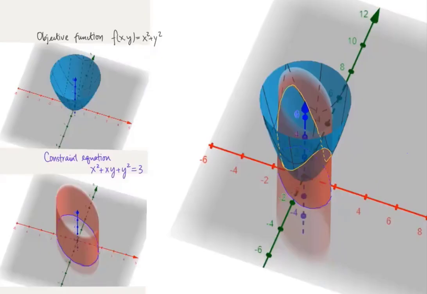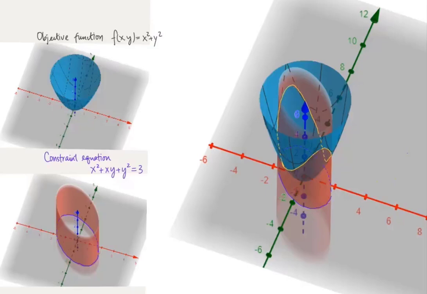The following are the graphs of the objective function and constraint equation in this example. Again, we restrict our variables x and y to satisfy the constraint equation x squared plus xy plus y squared equals 3, which is an ellipse in our xy plane. And then when we consider their corresponding outputs on the objective function f of x, y equals x squared plus y squared, it will be those points which are along this yellow path.